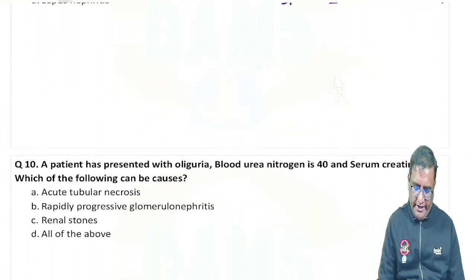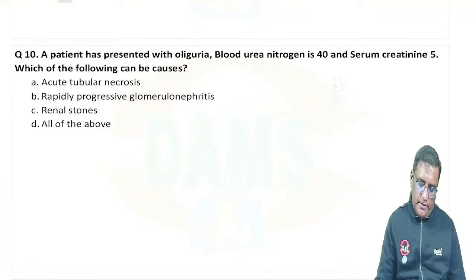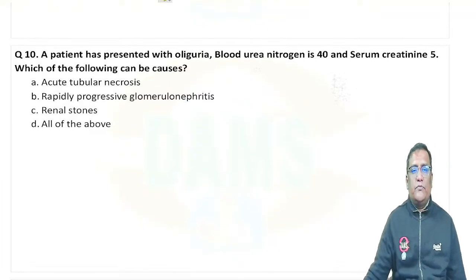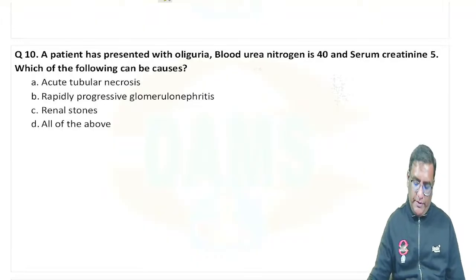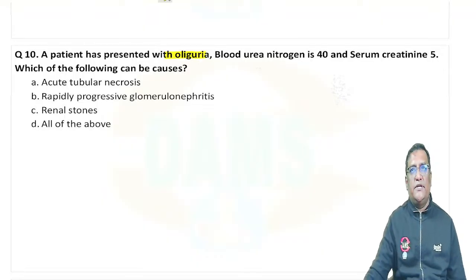Right? Next, question number 10. Yes, what are we seeing in this question? Question number 10. A patient has presented with oliguria. Okay, patient has presented with oliguria. Then what else history has been given to us?